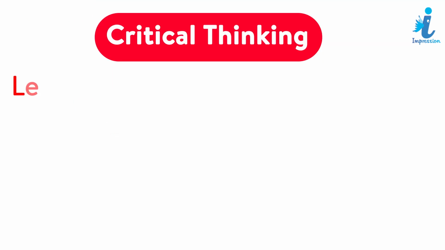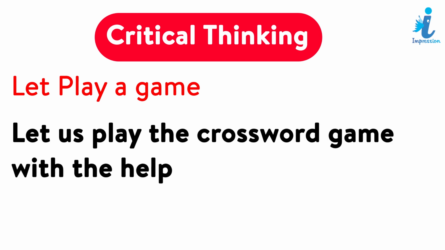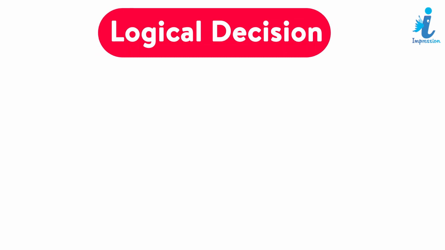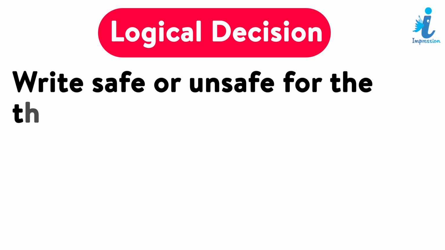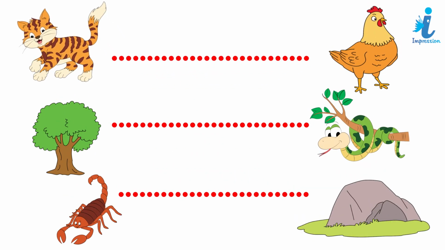Critical thinking. Let's play a game. Let us play the crossword game with the help of the given hints. Logical decision. Write safe or unsafe for the things you can play with on a farm. Cat, safe. Hen, safe. Tree, safe. Snake, unsafe. Crabs, unsafe. Rock, unsafe.